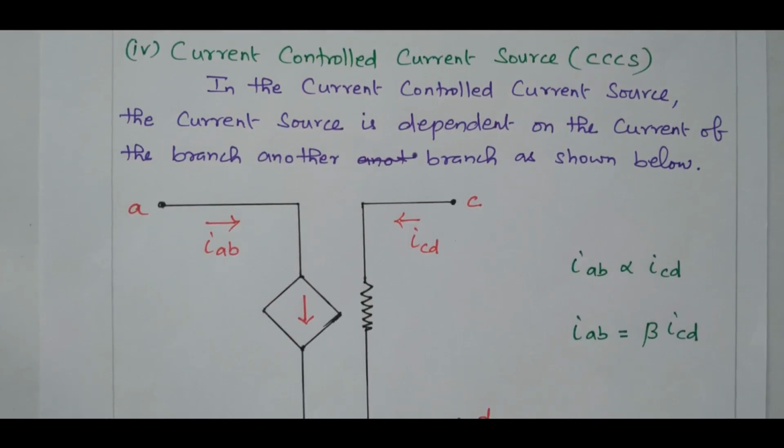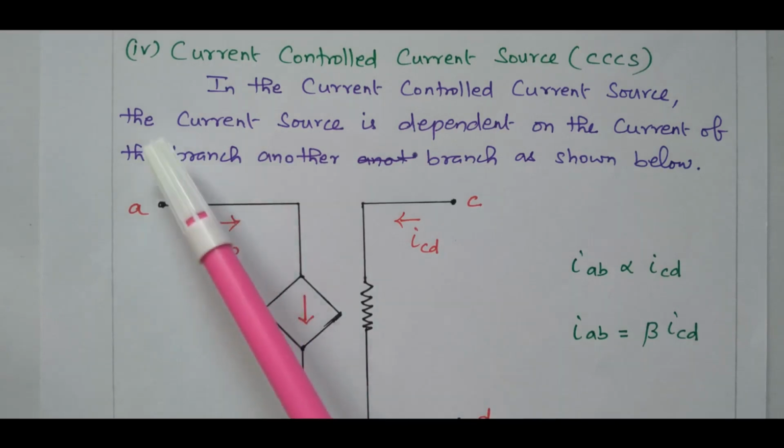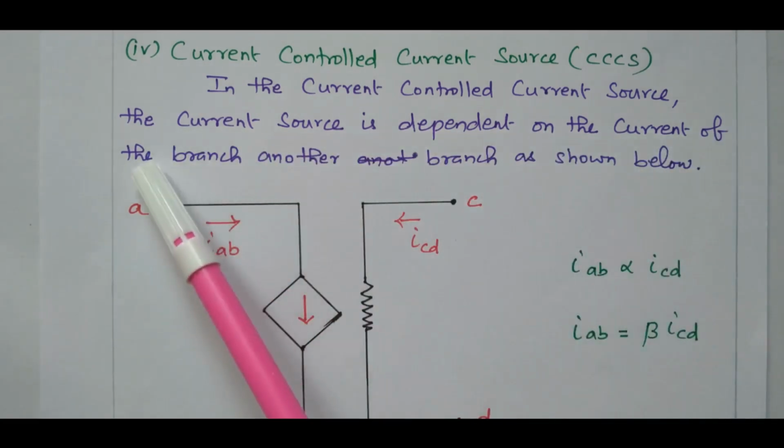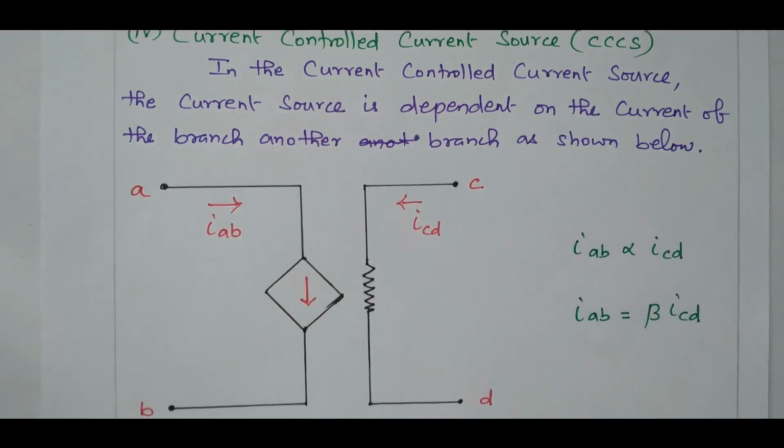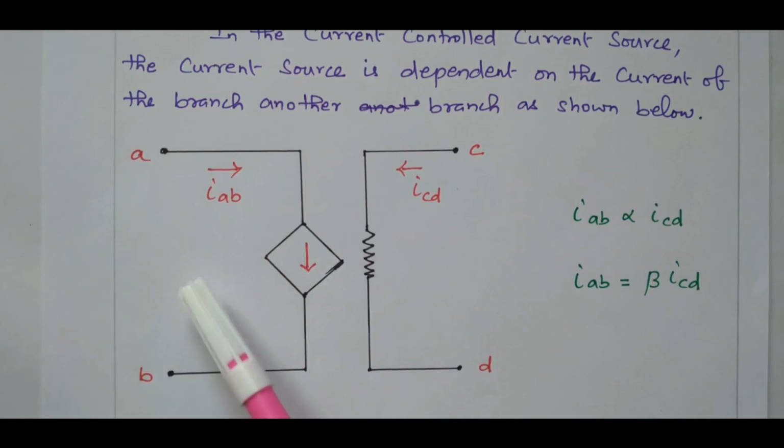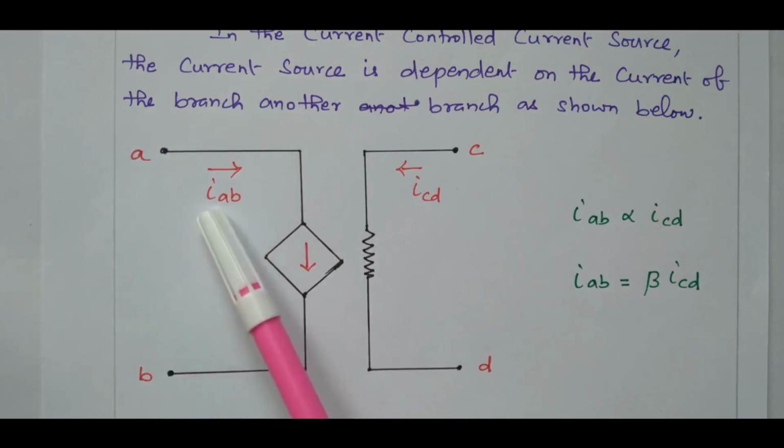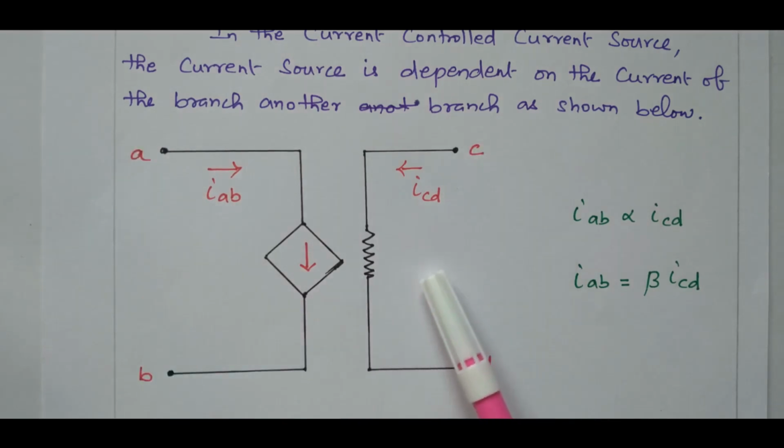Current controlled current source. This is also a current source, controlled by current. The current controlled current source means the current source depends upon the current of another branch. So here one current source is available. This current source depends upon the current flowing in the resistor. This terminal is AB, IAB. This terminal is CD, ICD. So this ICD will change the performance of IAB. IAB is directly proportional to ICD. So IAB equals beta times ICD. Beta is the constant. So this is a current controlled current source.